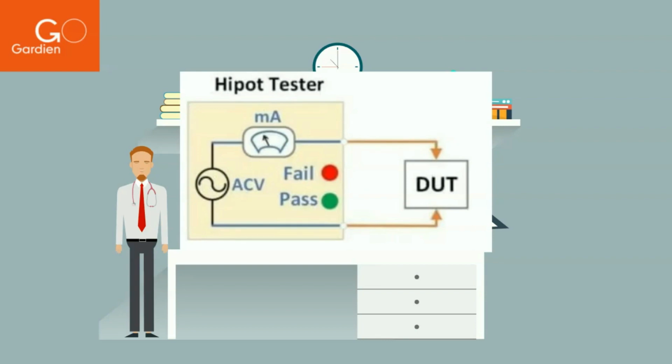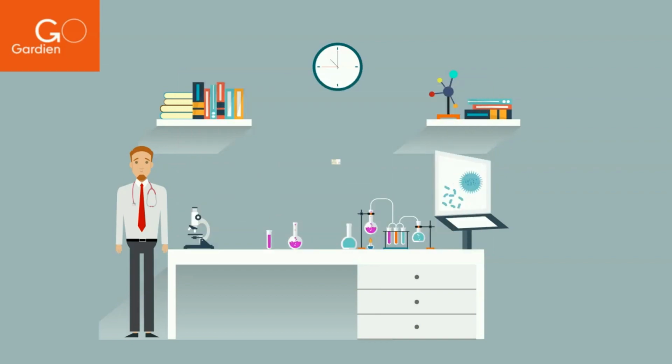Typically, a Hipot test is performed on the voltage planes of printed circuits. One probe of the tester is connected to one plane. The other probe is connected to another isolated plane. If leakage is detected, the test will abort immediately.